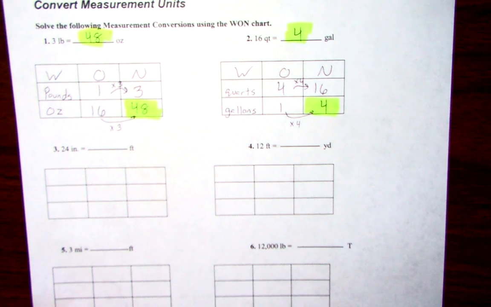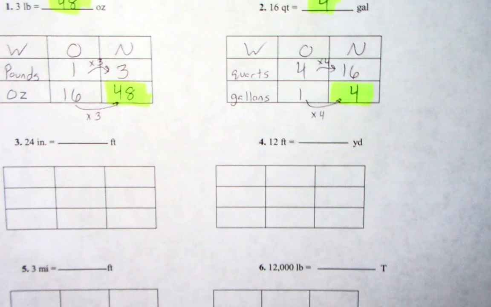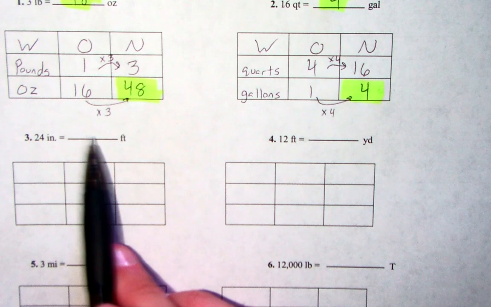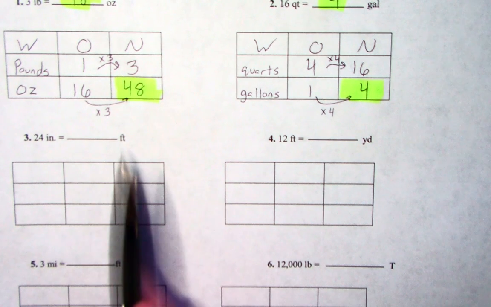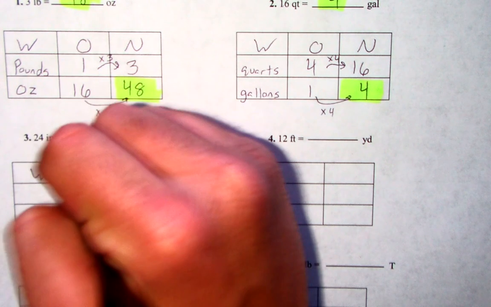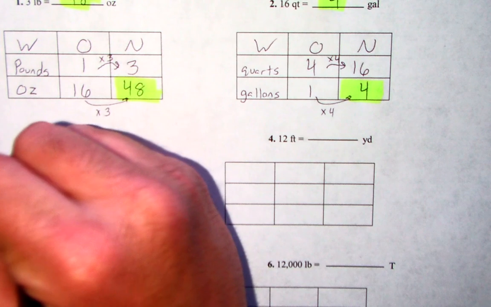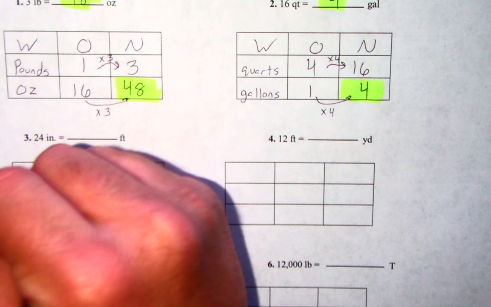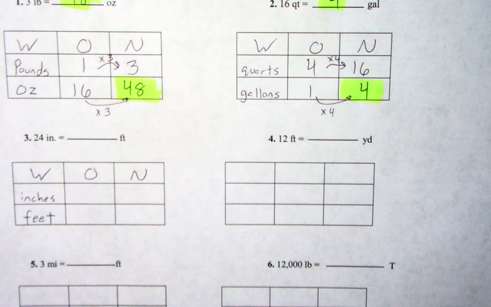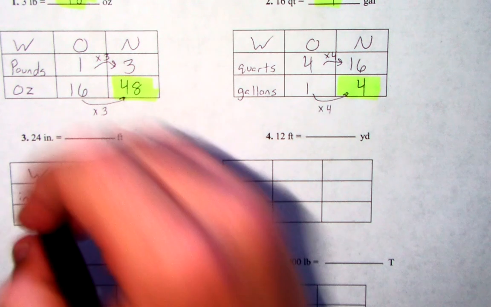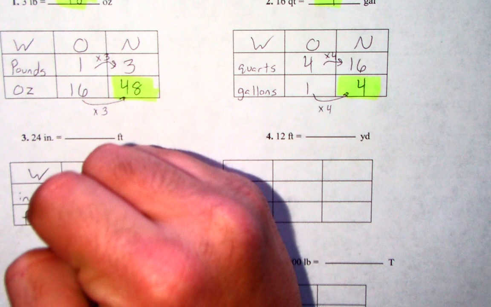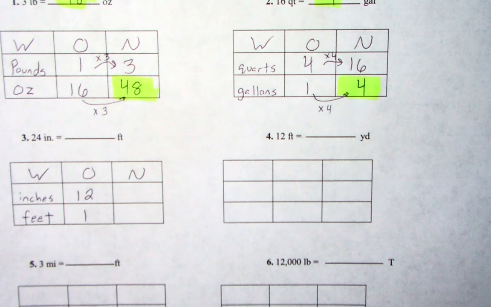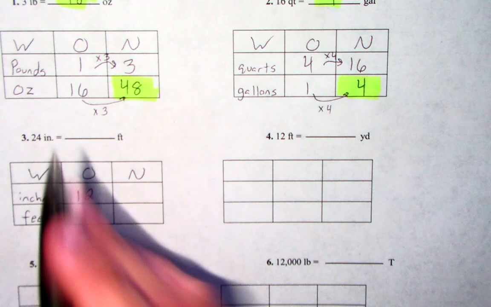Alright, number 3. We have inches to feet. So here we go, words, original, new. We have inches to feet. Now I'm not going to look at the chart on this one because I think this one is basic. We should know that there are 12 inches in 1 foot. Well, it says now that you have 24 inches.